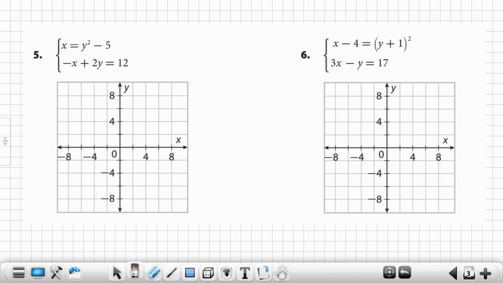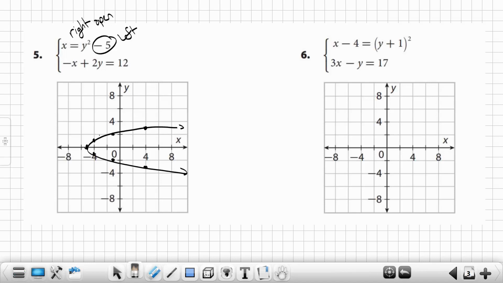This is going to be a horizontal, right opening parabola. And it's been shifted 5 to the left. Be careful. Because it's horizontal, that's not an up and down, that's a left and right. So it's right opening and it's shifted 5 to the left. So there's our vertex, and then we're going to go over 1, up 1, over 2, up 4, over 3, up 9, and there's our sideways parabola.